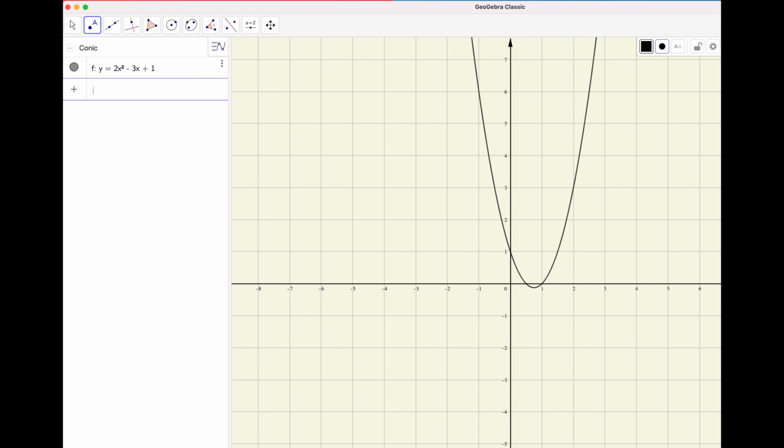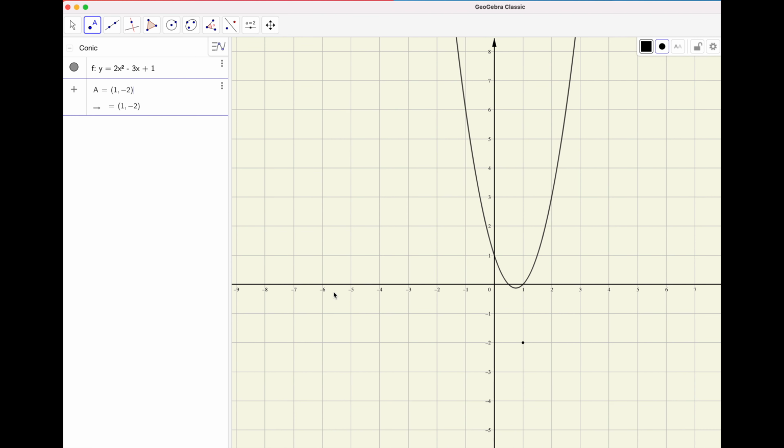And then I want to type the coordinates of the point A, which is 1 and minus 2. And you see, this is highlighted here. So this is the point A. And now, if I want to show the label, I can just say show the label. So you see this is point A.